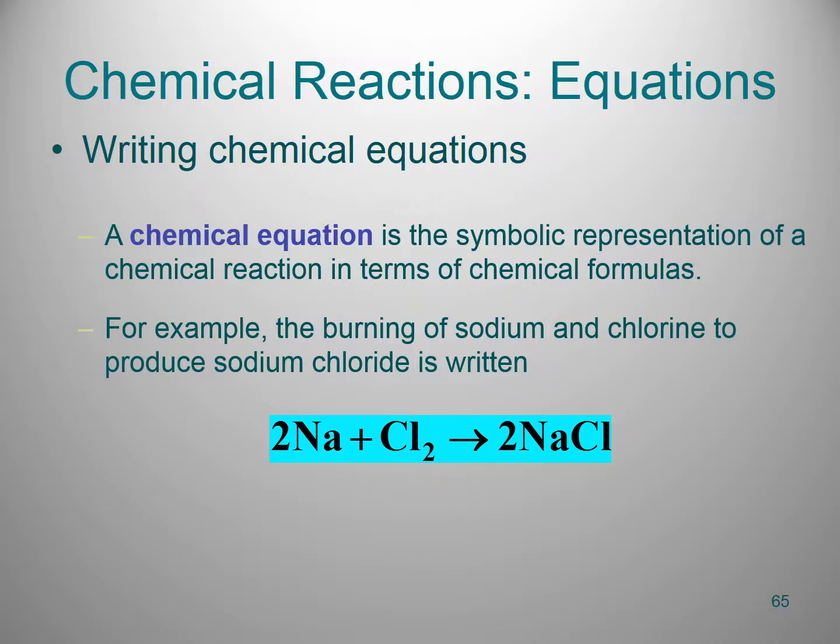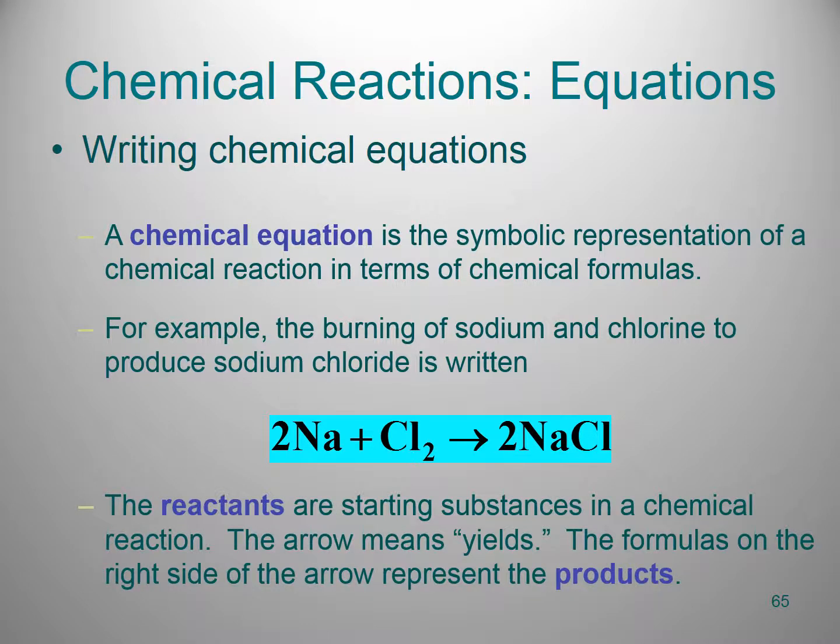Now, the numbers in front, the 2 in front of the sodium and the 2 in front of the sodium chloride, is called a coefficient, and to get those numbers you have to balance an equation, which is what we're going to do in a minute. So on the left-hand side, we have the reactants. Those are the things that we start with. On the right-hand side, we have the products. The arrow can mean yield. Sodium plus chlorine yields sodium chloride.